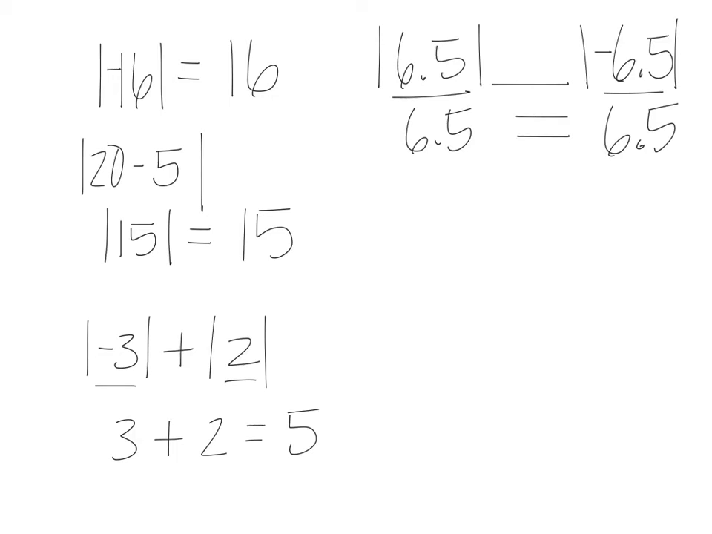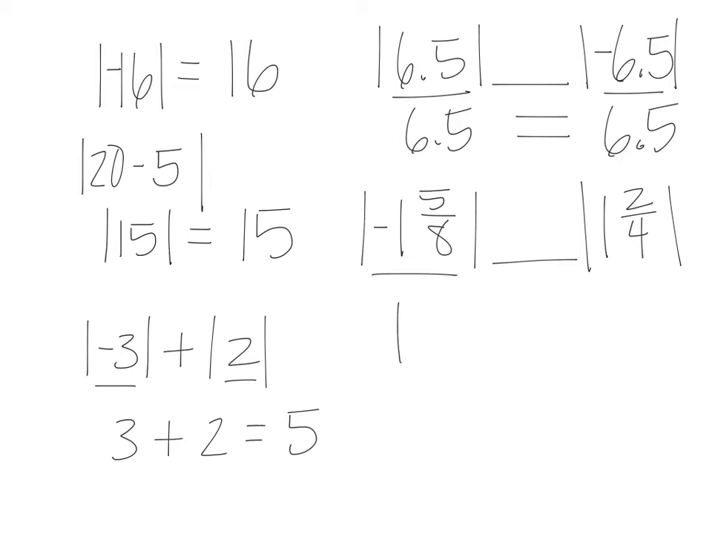Now, what if I threw in some fractions? Let's look at the absolute value of -1 and 5/8, and I want you to compare that to the absolute value of 1 and 2/4. Now, let's first find the absolute value. So the absolute value of -1 and 5/8 is going to be 1 and 5/8. The absolute value of 1 and 2/4 is 1 and 2/4.